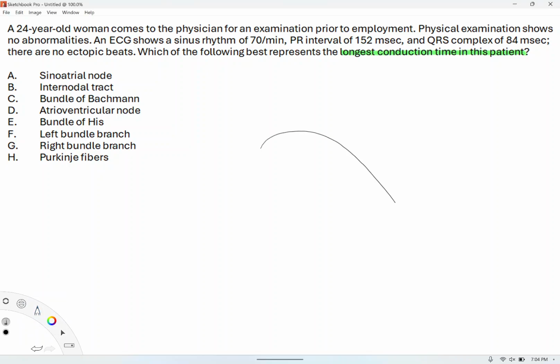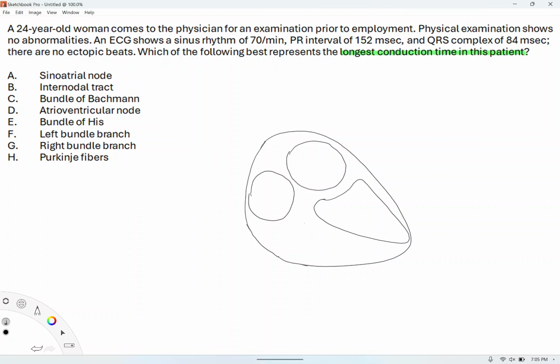If I were to draw a heart, I like to be a perfectionist, I don't know why, but when I make a mistake, it takes me longer to fix it. There you go. So this is the heart. Left atrium, right atrium, left ventricle, right ventricle.